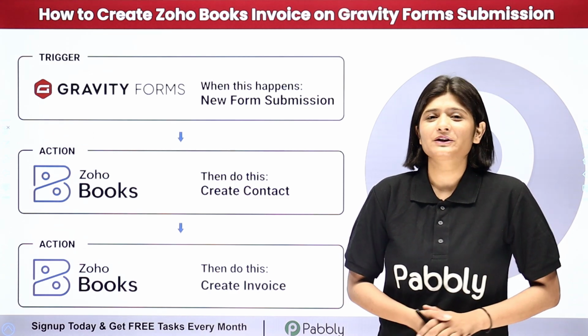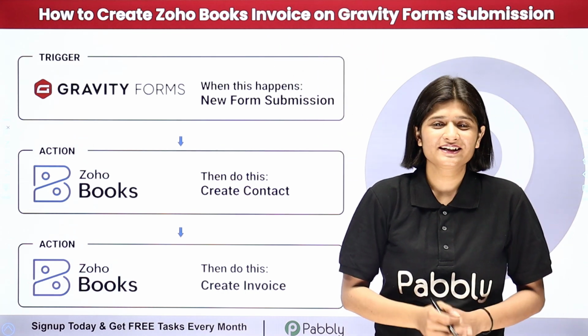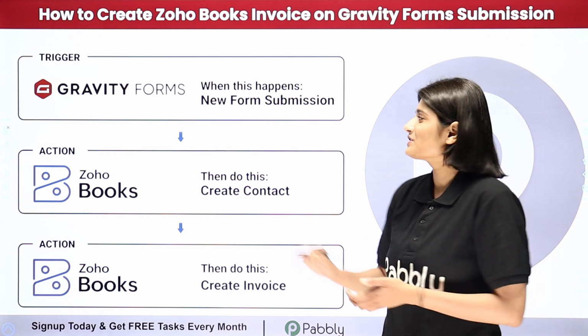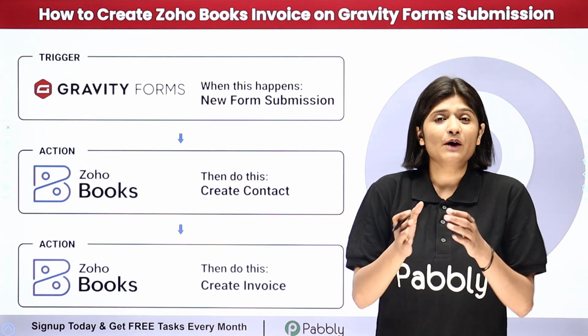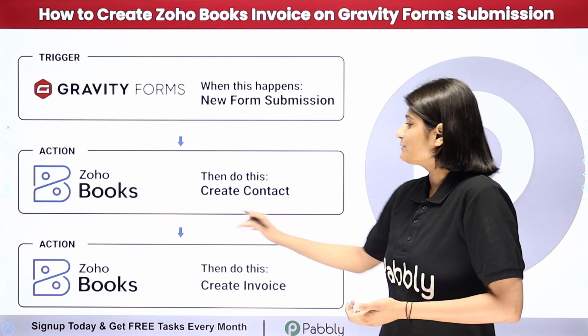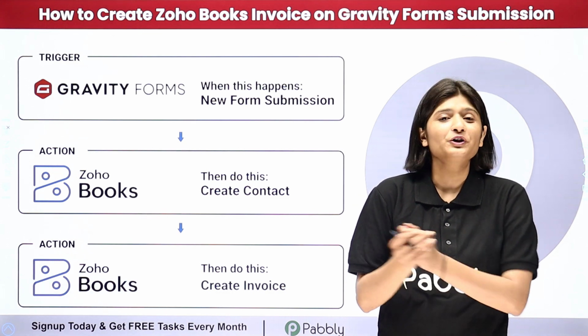In this video, we are going to learn how to create a Zoho Books invoice on Gravity form submission. So let's suppose I am an online service provider and I am receiving all my customers with the help of Gravity forms. Now I want that whenever there is a new form submission, this should be created as a contact in my Zoho Books and the invoice should also be generated for the same contact automatically.